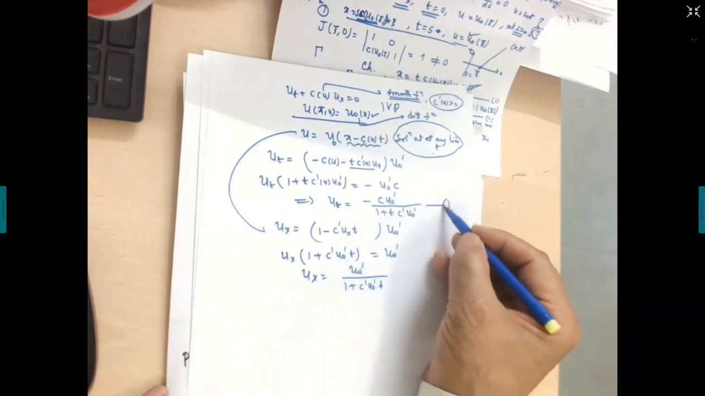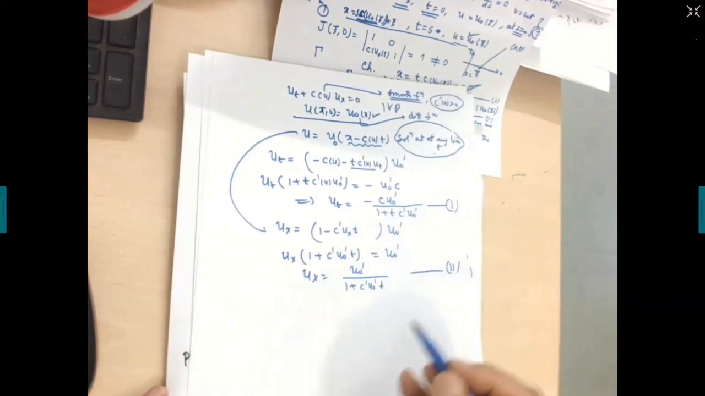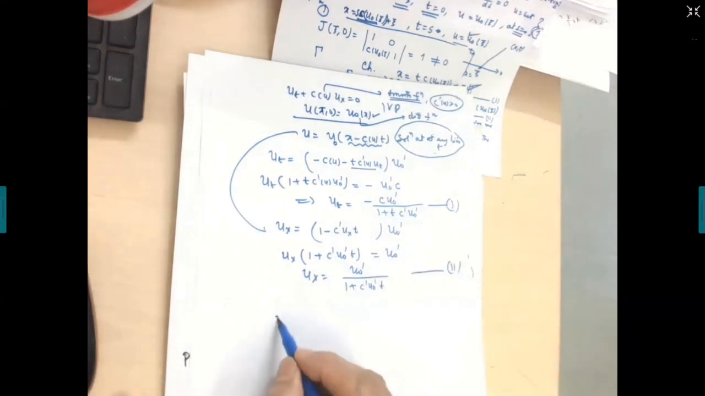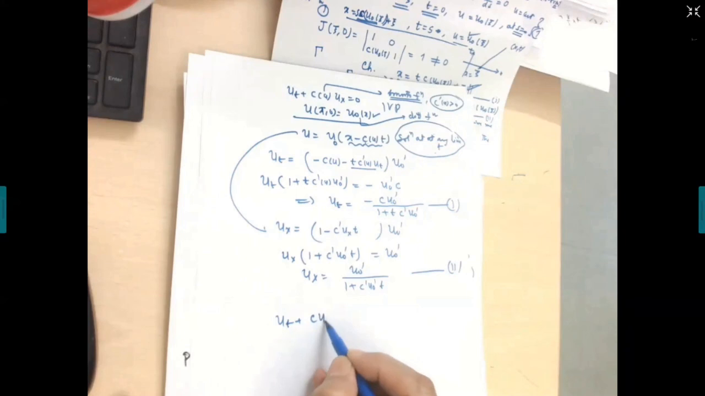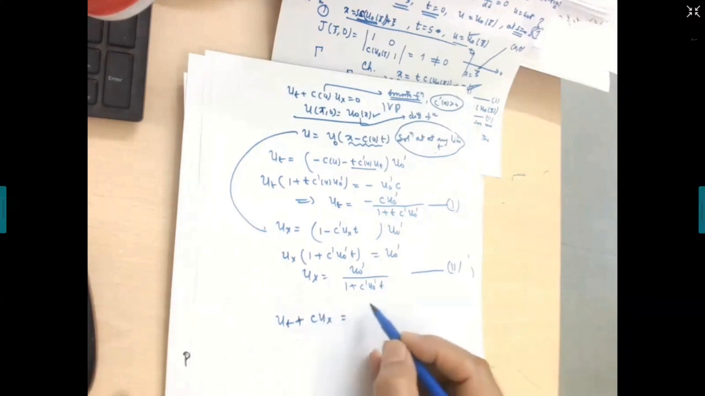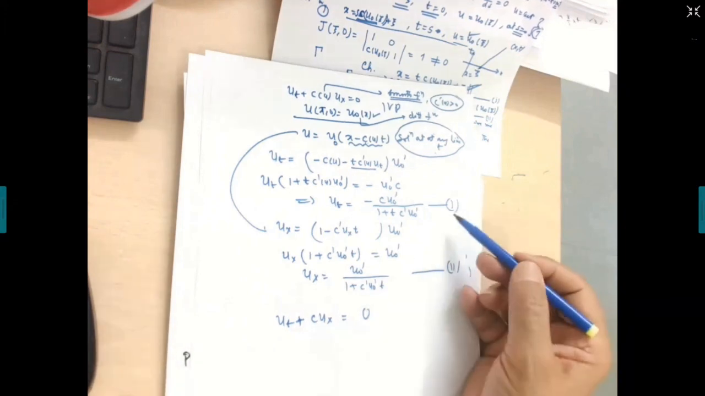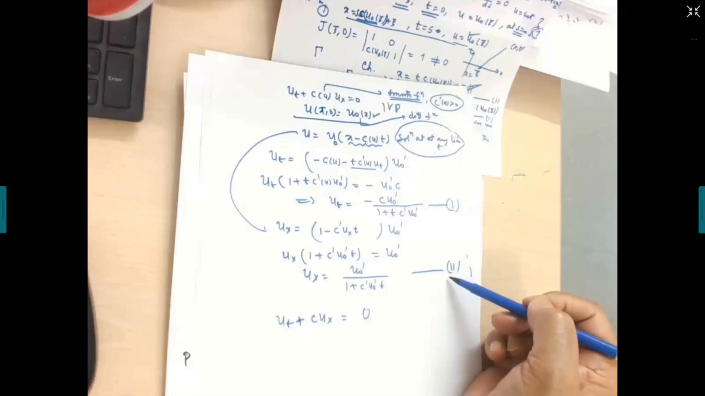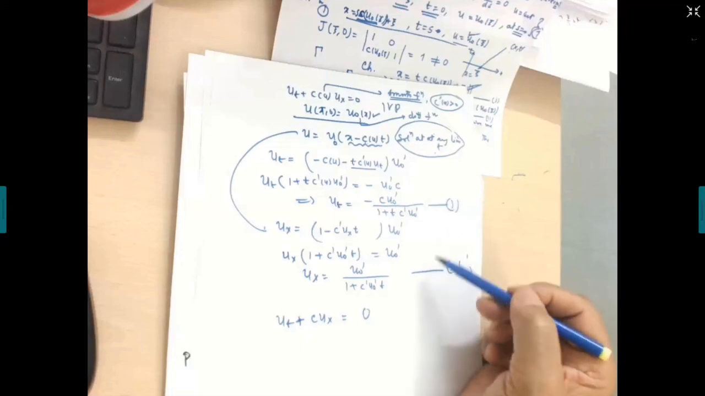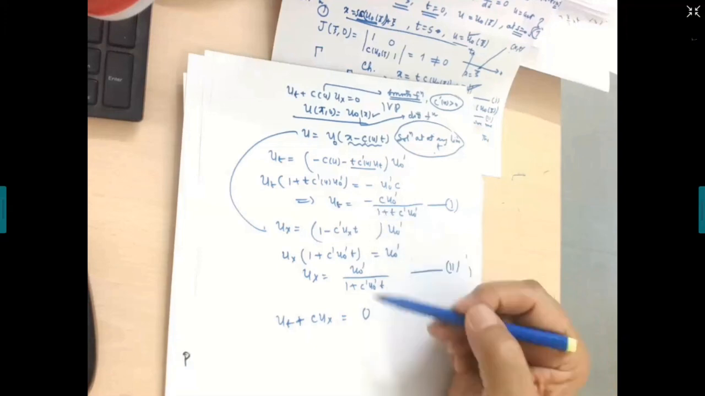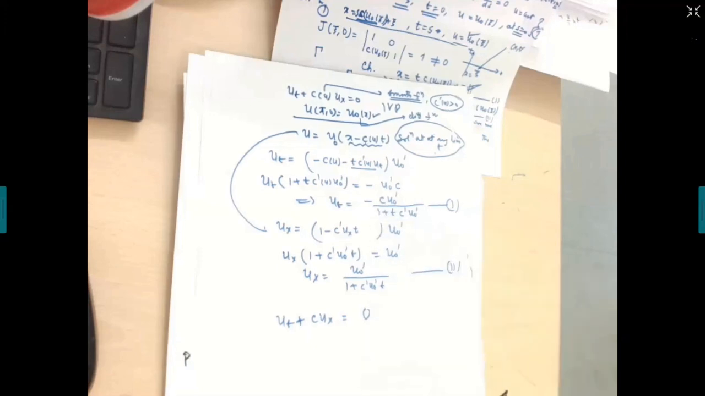So look here, this is equation number 1. This is equation number 2. If you multiply this by c and add to it, what do we get? u_t plus c u_x. This is your 0. If I multiply this 2 by c and add to the first, with minus sign, the right hand side is 0. Is it all right?